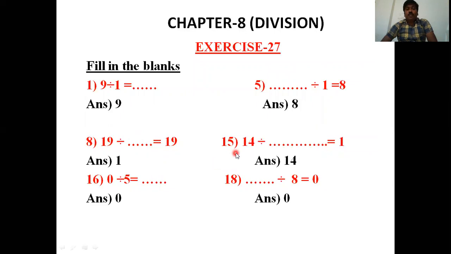Now here is 15. Here we see 1 is the answer. Now, how can we find the 1? We know about the properties. We know from the properties, when we divide any number by the number itself, then we get the quotient as 1. Now here is the 1, so we write 14 as the dividend. Now the divisor must be 14.